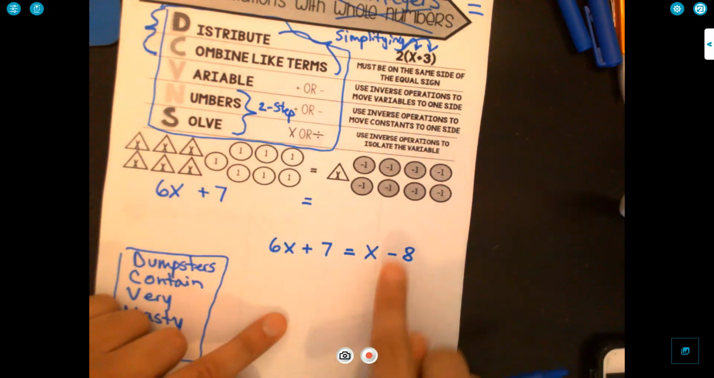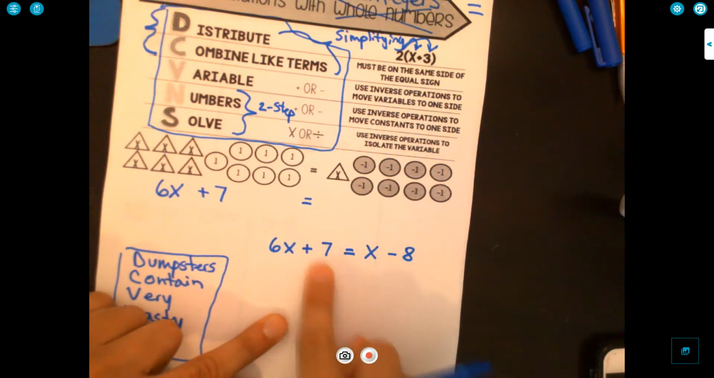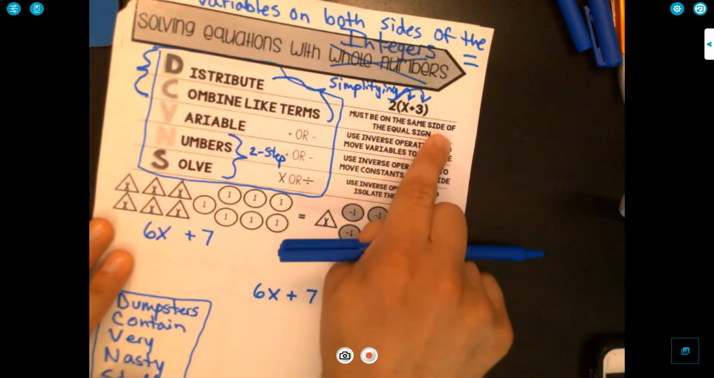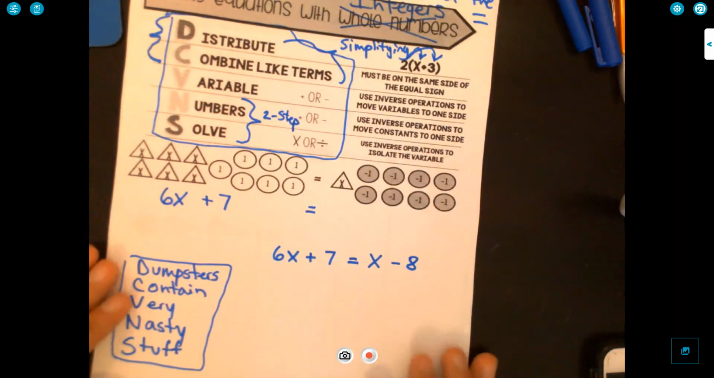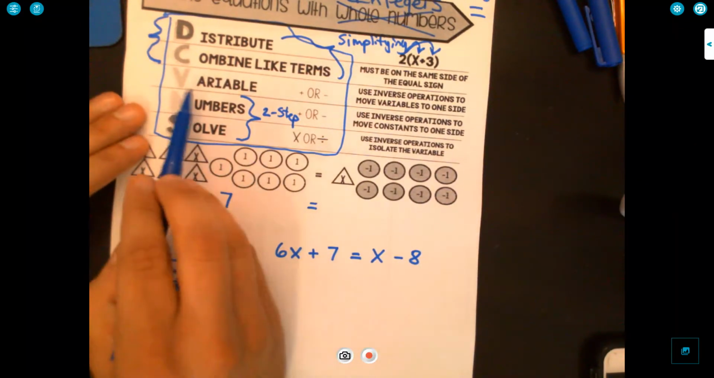So don't think that you can combine on each side of the equal sign. You can't, only on one side, and it tells you that right here. It must be on the same side of the equal sign. All right, so we don't have to combine like terms, so we can skip that step. So now we get to variable.